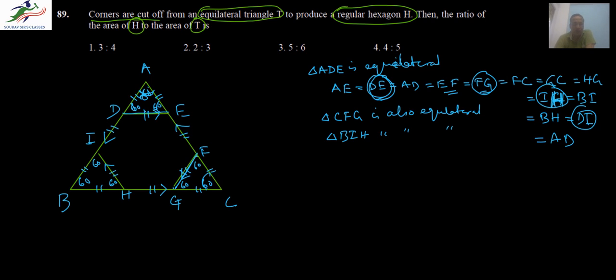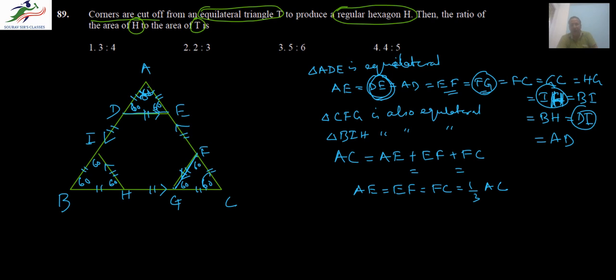sides are equal. Therefore, if you see any one side of the triangle, let's say AC is equal to AE plus EF plus FC, but AE is equal to EF is equal to FC, therefore AE is equal to EF is equal to FC is equal to 1/3 of AC, and therefore all these small sides are equal to 1/3 of the side of the big equilateral triangle.